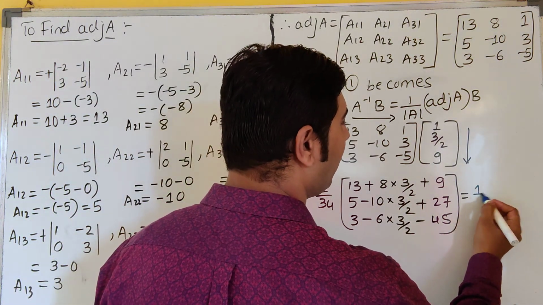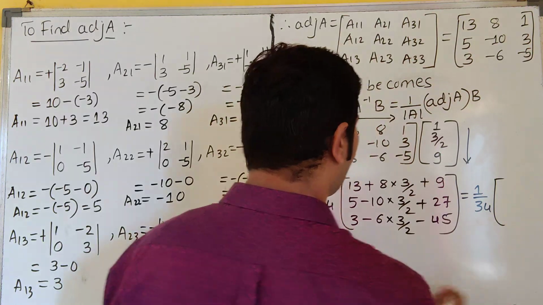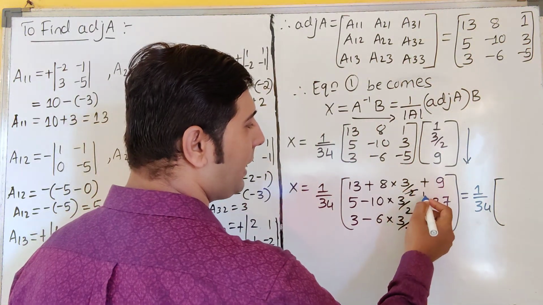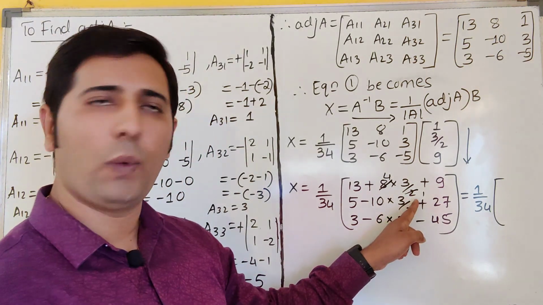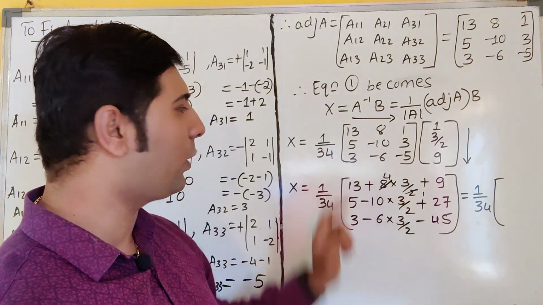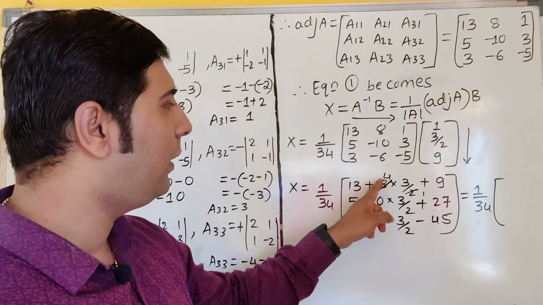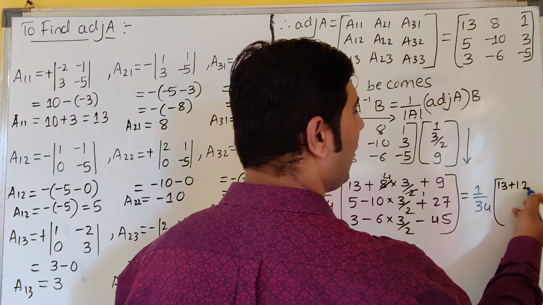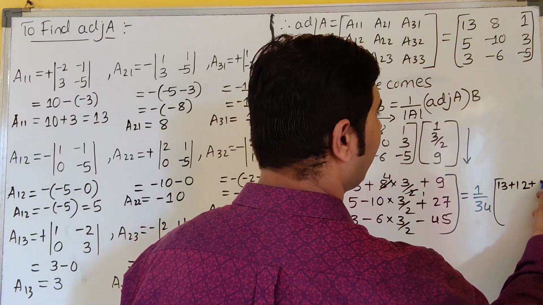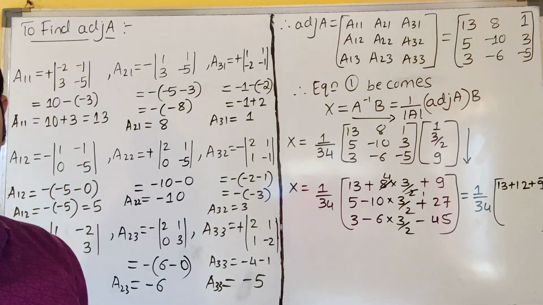Simplification I will show. 1 by 34, we can write as is. So now see, 2 1 ja 2, 4 ja. How much? 2 1 ja 2, 4 ja, dear students. How much is there? 13 plus 4 3 ja, how much? 4 3 ja 12, plus 9. Will you agree or not? You see this one, everyone.